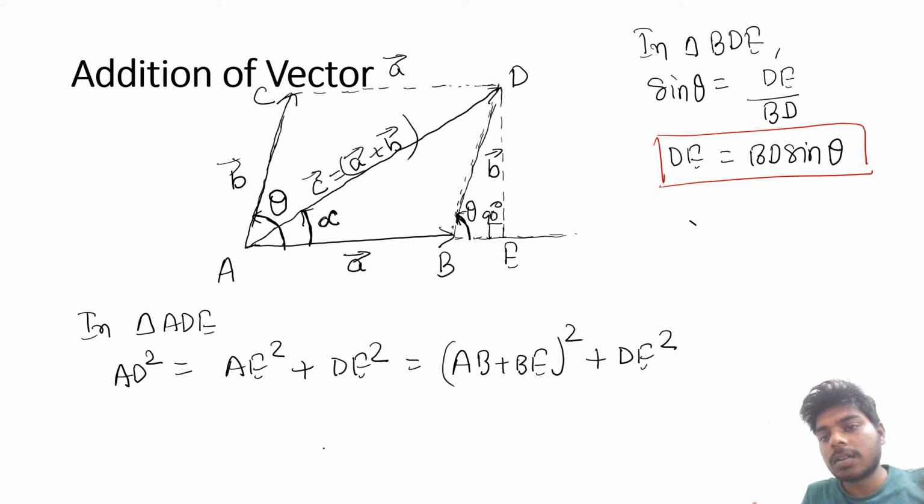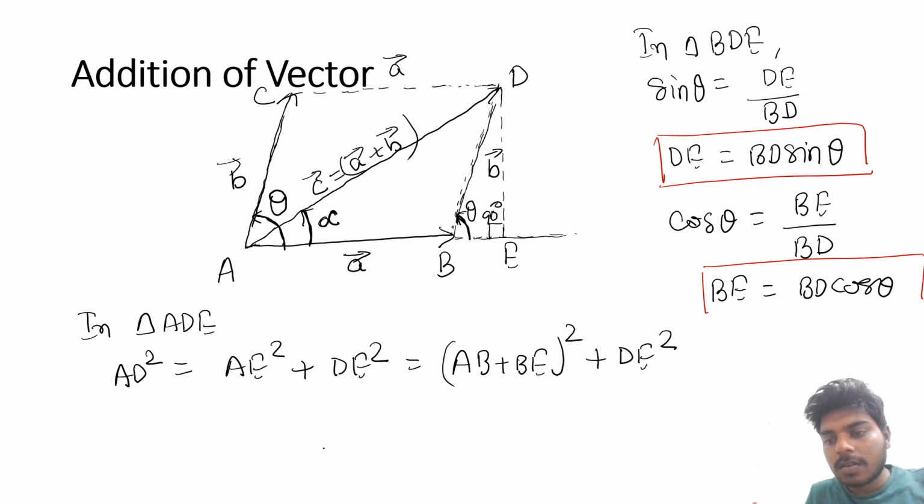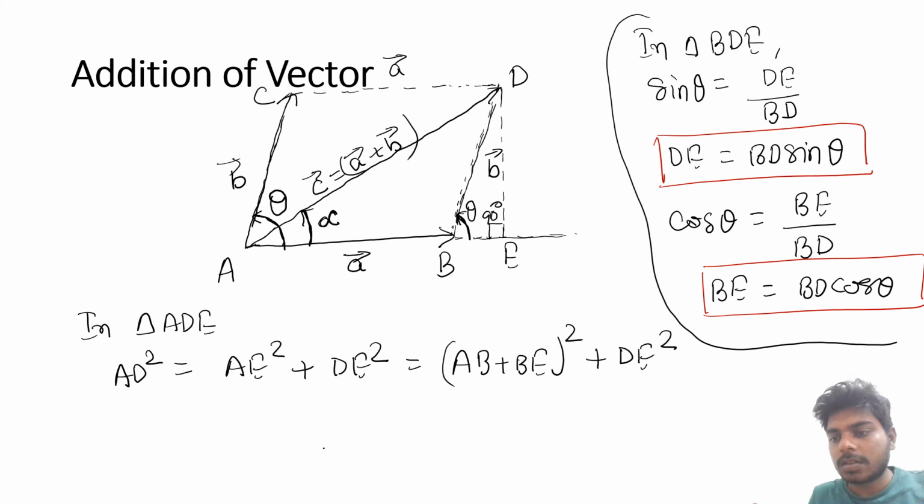Now second thing is cos theta. What is cos theta here? Cos theta is BE upon BD. Again, what will be BE? Because I need BE there. BE is equal to BD cos theta. That is what I needed here. Okay. Let's just round it. This is okay.